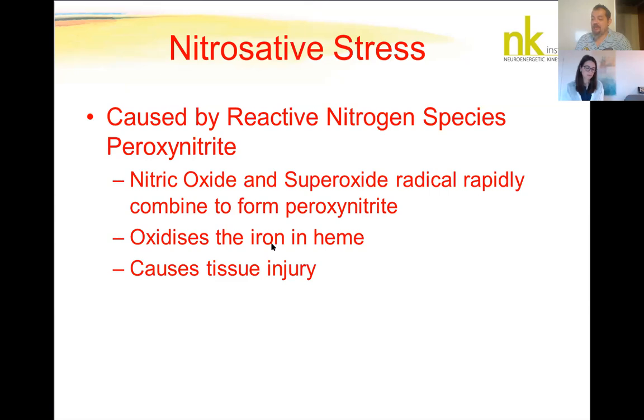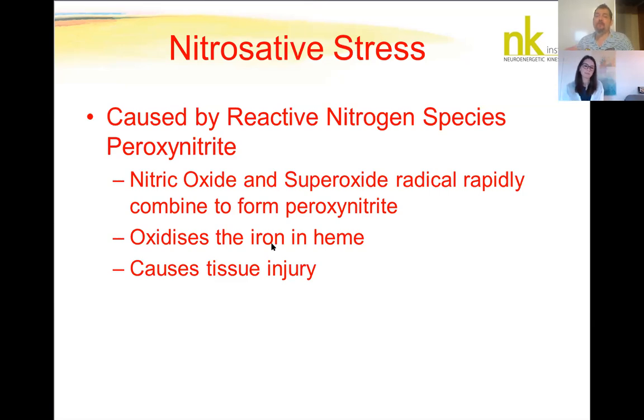And there's this molecule called peroxynitrite. This is caused by nitric oxide combining with the superoxide radical. And this oxidizes the iron in the heme.